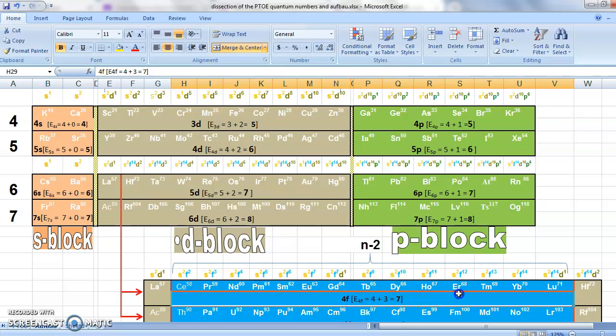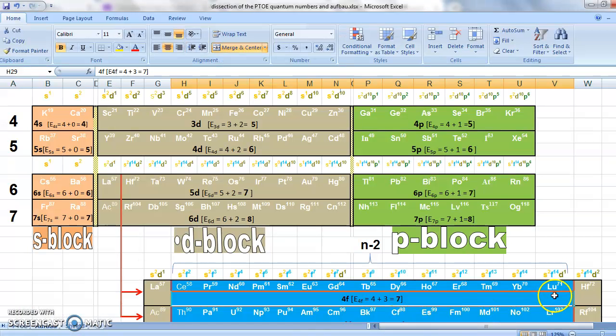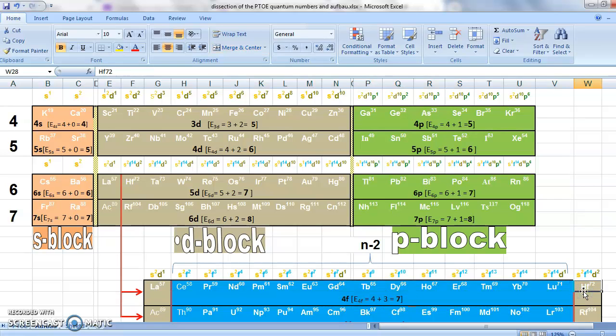How many elements are there? There's 14. So I'm going to return here, and I'm going to write 4f14, as I did before I even started the problem. Now, how do I know where to go after that? We go back to the periodic table. I've got the 4f14. After 71 is 72.